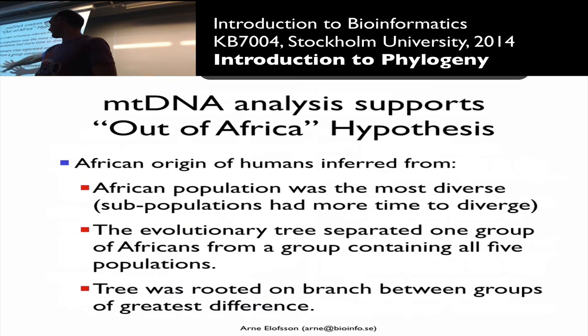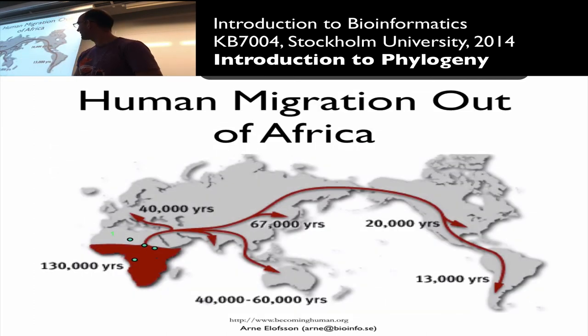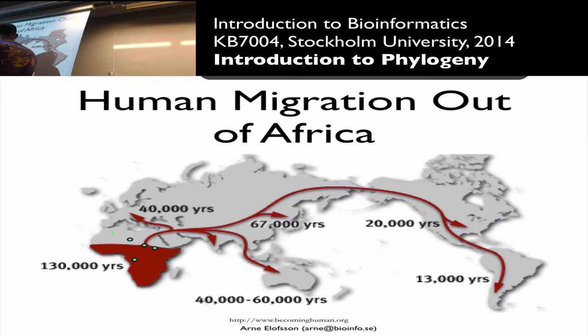And you have a rooting here that was balanced between great differences. So you have really different trees. So the idea would be that you have something like this. If you do mitochondrial DNA, you have some 100,000 years ago a population in Africa, and then from fossil evidence, in the order of 50,000-80,000 years ago, maybe you moved away. What do the dots mean there in Africa?